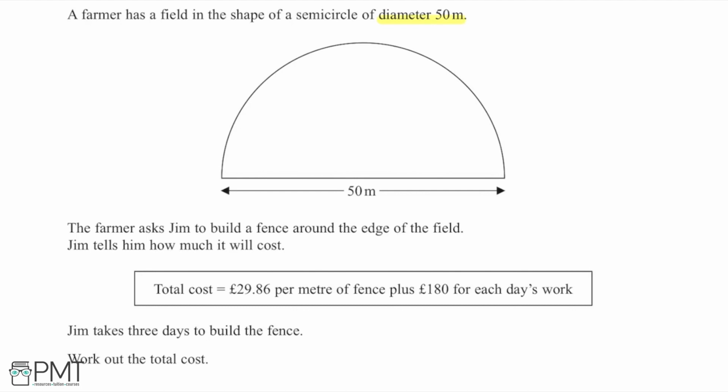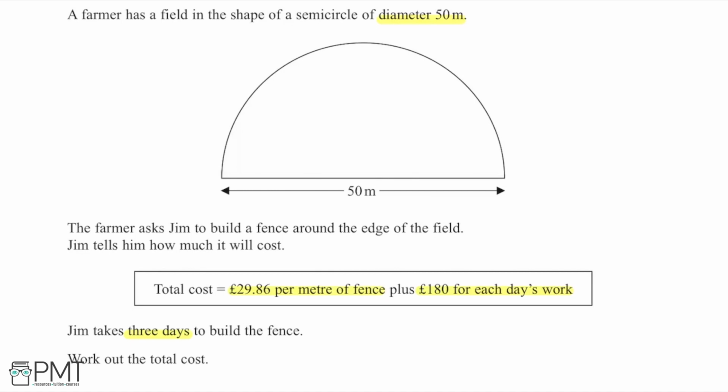So the total cost is going to be £29.86 per metre of fence. But then we need to add on £180 for each day's work. And we're told that Jim takes 3 days total to build this fence, and we're asked to work out the total cost here. Now it's going to be very important we remember to add on this £180 for each day at the end of this question, and make sure we don't forget that important part of this question here.